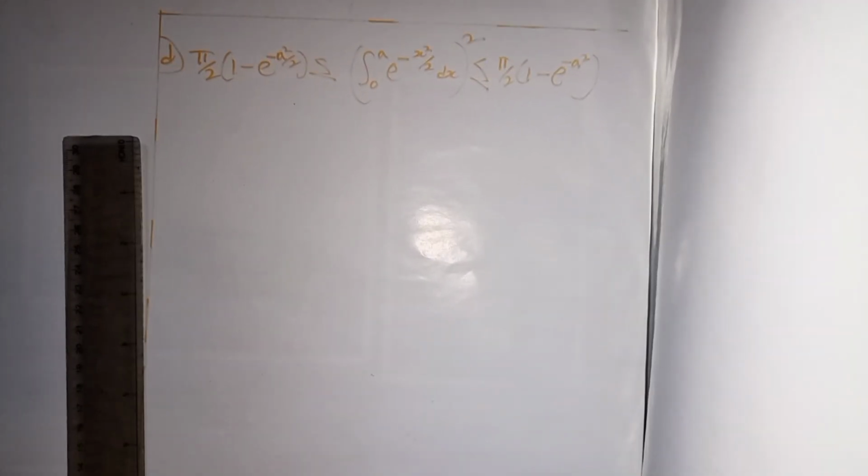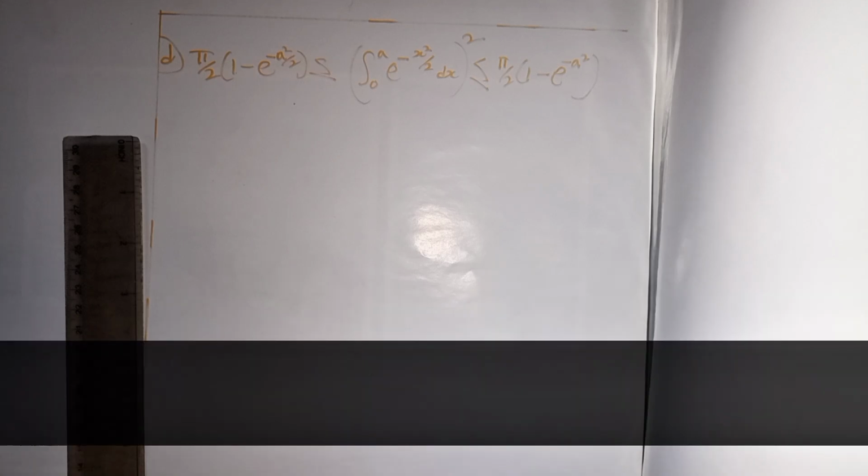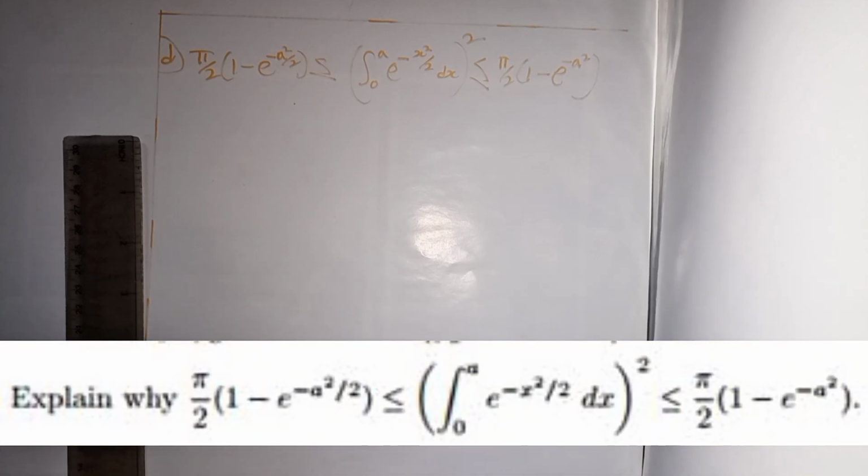Now coming back to our section D, we are asked to explain why pi over 2 times bracket 1 minus exponential minus a square over 2 close bracket is less than or equal to the integral from 0 to a of exponential minus x square over 2 dx, all squared, and this integral is also less than or equal to pi over 2 times 1 minus exponential minus a square. So we are asked to explain why this inequality holds.